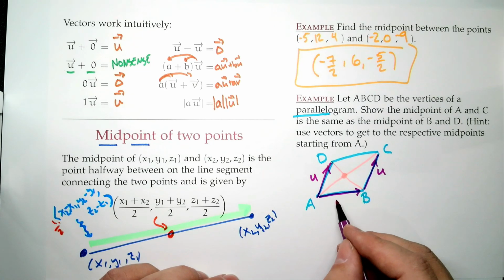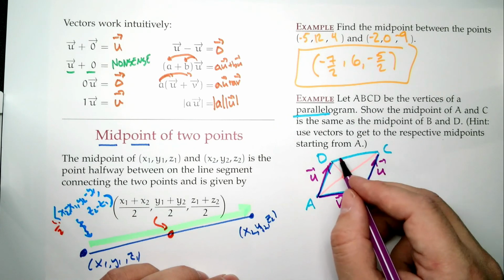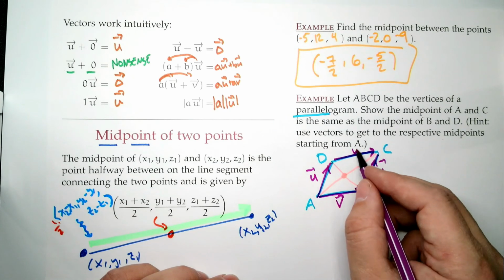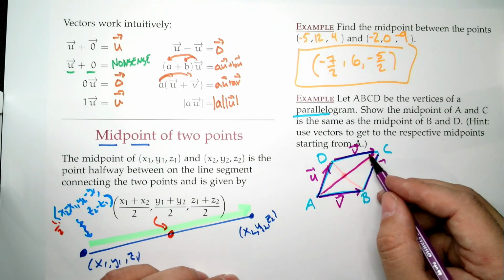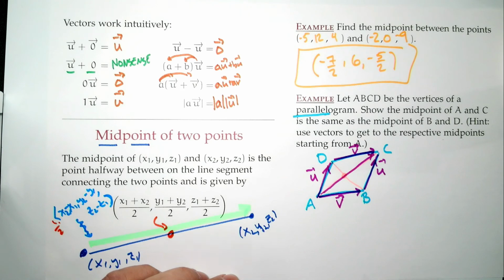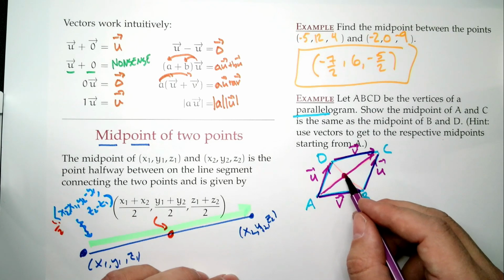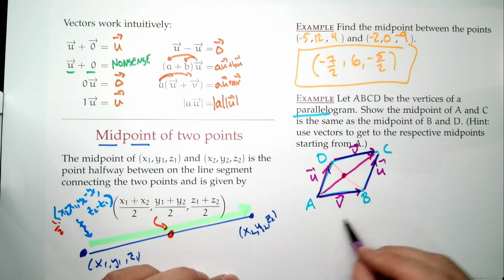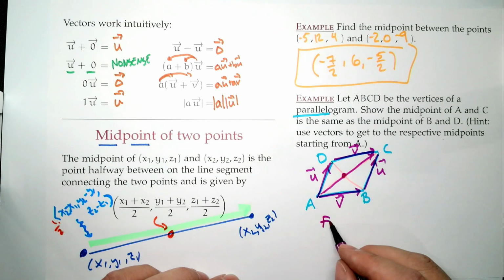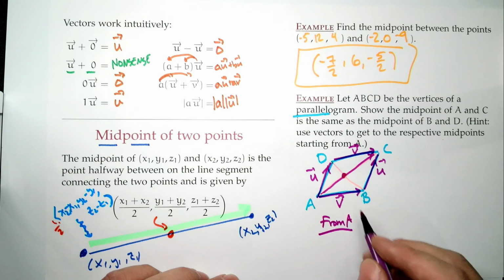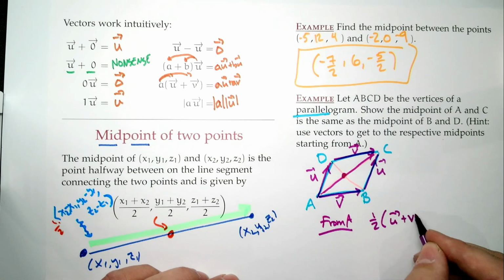What's this vector? Well, new vector, we'll call it v. And I know I'm forgetting my little arrows. Okay, and this one? Still v. Now, this vector that goes from A to C would be u plus v. So, if I wanted to get to the midpoint, I'd start at A, and I'd go halfway. So from A, to get to the midpoint between A and C, I take half of u plus v.